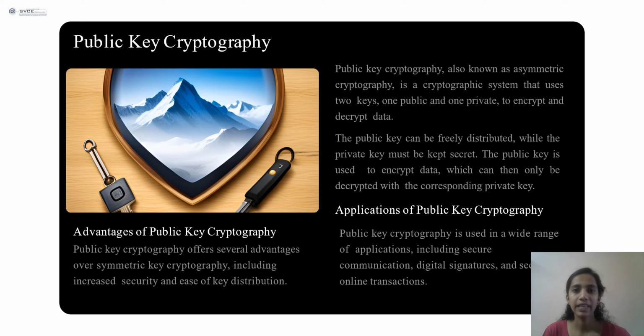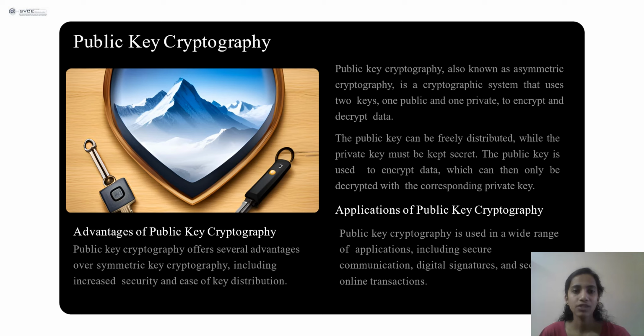First, public key cryptography. Public key cryptography, also known as asymmetric cryptography, is a cryptographic system that uses two keys, one public and one private, to encrypt and decrypt data. The public key can be freely distributed while the private key must be kept secret. The public key is used to encrypt the data, which can then only be decrypted with the corresponding private key.